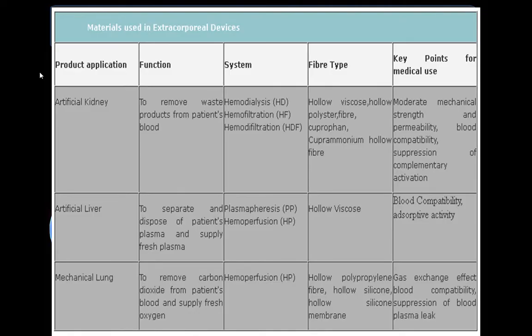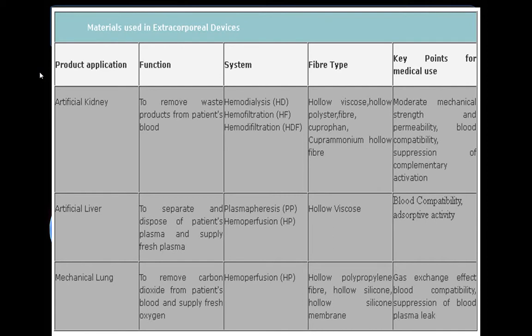Just to have a look at the materials used in extracorporeal devices. For the artificial kidney, its function is to remove waste from the patient's blood. The systems it performs are hemodialysis, hemofiltration, and hemodiafiltration. Fiber types used for the development of the artificial kidney are hollow viscose, hollow polyester fiber, and cuprammonium hollow fiber.